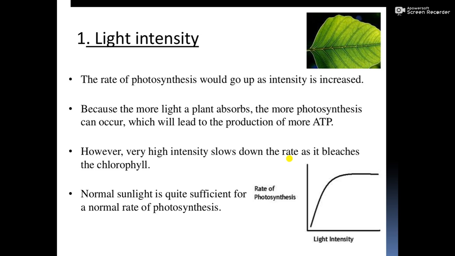Light intensity. The rate of photosynthesis goes up as intensity is increased, because the more light a plant absorbs, the more photosynthesis can occur, which will lead to the production of more ATP, and this will be used to produce more glucose. However, very high intensity slows down the rate as it bleaches the chlorophyll, so chlorophyll cannot work. Normal sunlight is quite sufficient for a normal rate of photosynthesis.